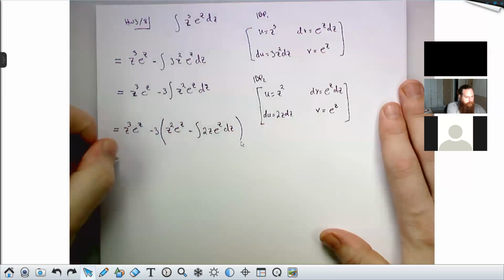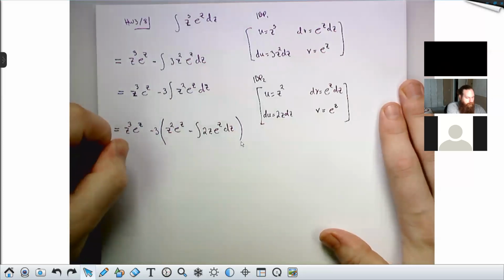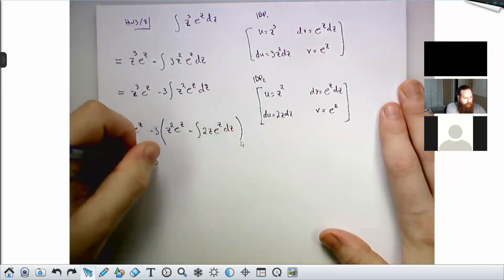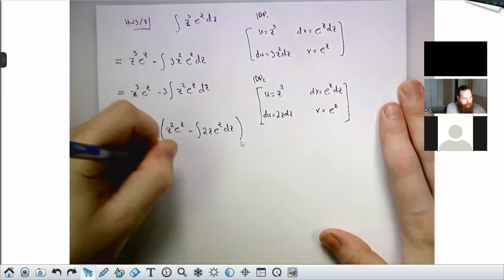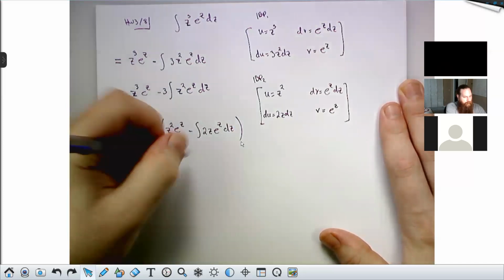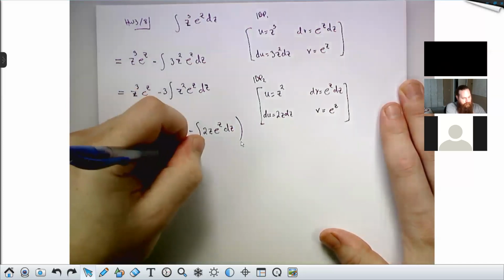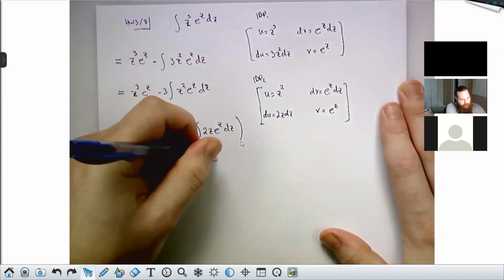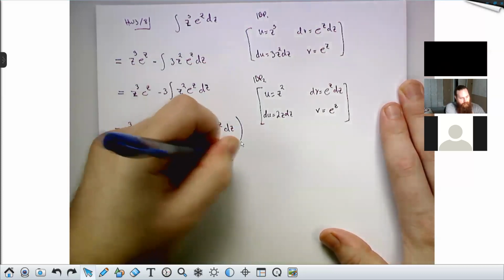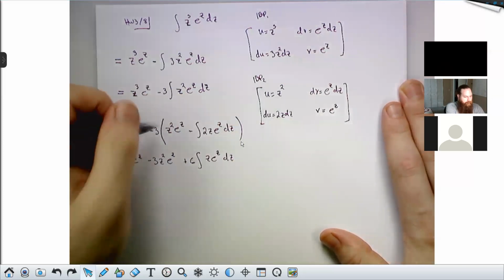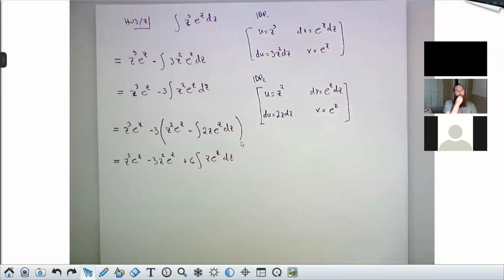So let's clean up all the constants, distribute everything, combine whatever we can. So this is z cubed e to the z minus 3z squared e to the z plus 6 integral z e to the z dz, where the 2 and the 3 make 6 and the minus and minus make plus. And what you notice again is that this is still the same shape as the original, still polynomial times exponential.